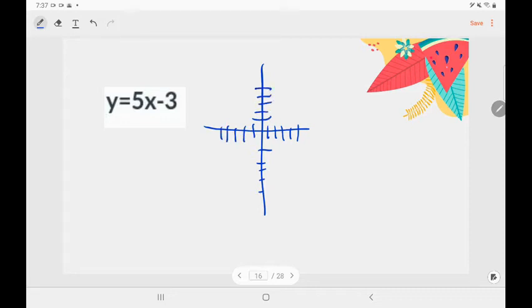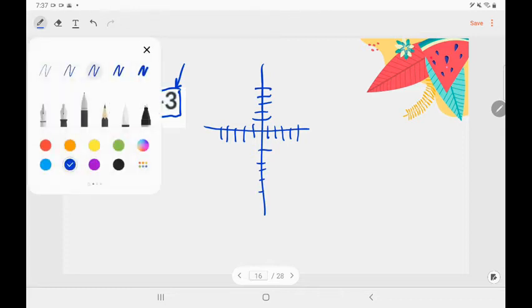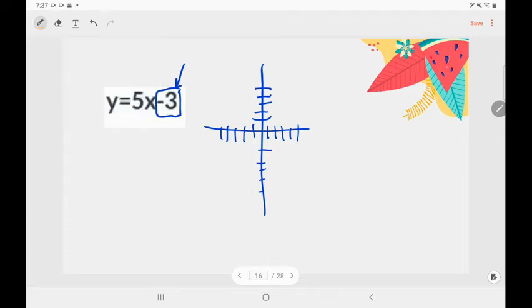I'm going to look for my starting point first. Your y-intercept is your starting point, and it's the one that's all by itself. So my starting point is at negative 3. Make sure you bring that minus sign with it. It's attached. So if my starting point is negative 3, and it's a y-intercept, so I'm going to start on the y-axis, negative 3. So on my y-axis, negative 3 is down 3. So I'm going to put my starting point down 3.